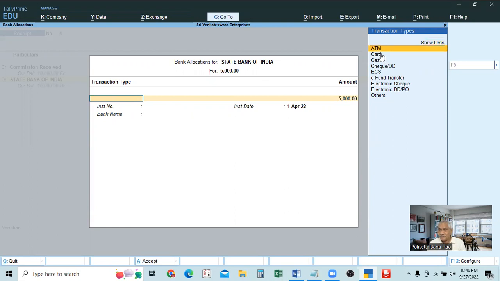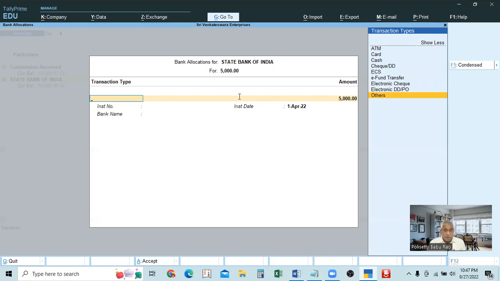So ATM, from an ATM they can transfer to our account. Card means debit card, ATM debit card, cash, check or DD, ECS, electronic funds transfer, electronic cash service. So ECS is also called electronic funds transfer. Like that you can get e-funds transfer, RTGS, etc. Electronic check, so they can give an electronic check also. And electronic DD or PO. PO means pay order, which is issued by banks for payment within the city. For other cities they will issue a check or demand draft. Within the city they will not give a demand draft; they will do a pay order. PO means pay order. If there is any other method, that will be it.